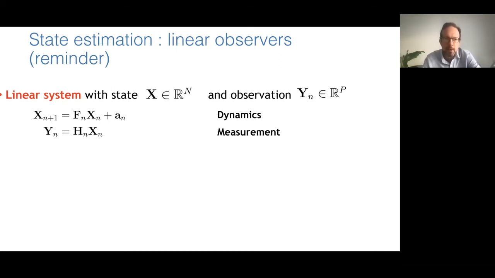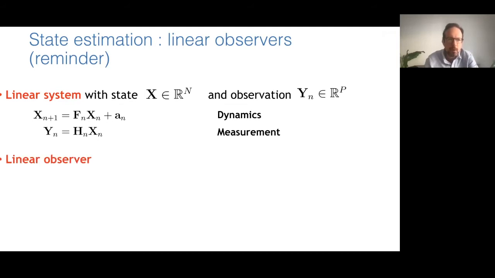So consider a linear system with state X and observation Y. So this is the dynamics. You have a dynamical linear system, a here is an input, a known input, and assume that you have a measurement Y. In those equations, there's no noise. From now on, we forget about sensor uncertainty and noise, just to explain the theory, and then we'll get back to it by the end of the talk.